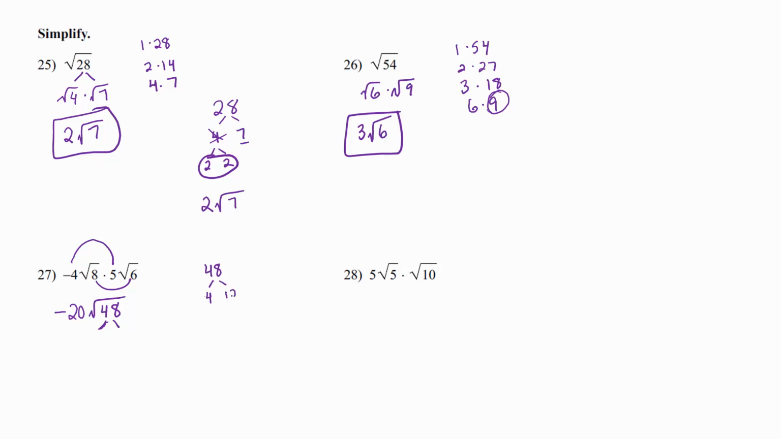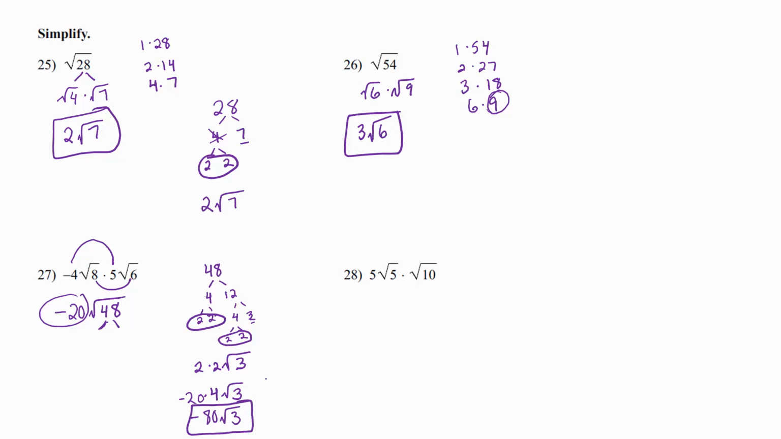I could do 4 and 12, which is 2 and 2, 4 and 3, 2 and 2. If I have here's a pair and here's a pair, those both mean that I need 2 2's on the outside. I have a 3 left over to stay inside. And so the square root of 48, when I simplify it, is 4 square roots of 3. Don't forget about this negative 20 in front. That's going to multiply together because they're right next to each other right here. So we're talking about multiplication. Negative 20 times 4 is negative 80 square roots of 3.